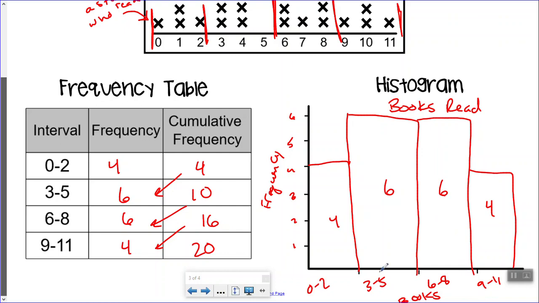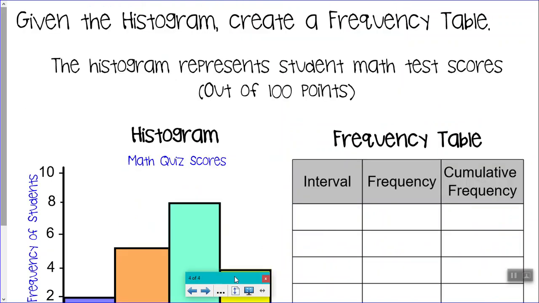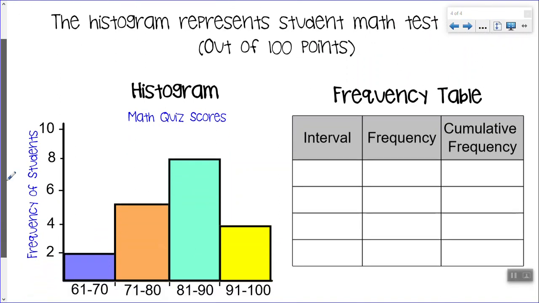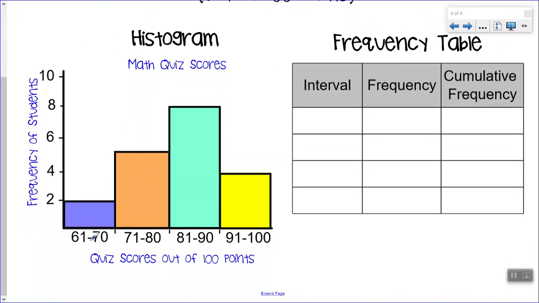Alright, so go ahead and check your work. From 0 to 2, that was 4, 3 to 5 and 6 to 8 were 6, and 9 to 11 was 4. We can also go backwards, given a histogram, to create a frequency table. So we have our histogram here that represents test scores. And the first thing that I need are my intervals. So I'm going to go ahead and fill those in, 61 to 70, 71 to 80, 81 to 90, and 91 to 100. Go ahead and pause the video and see if you can fill in each frequency.